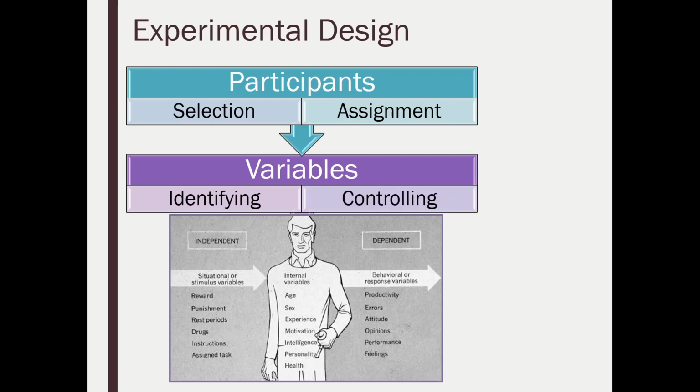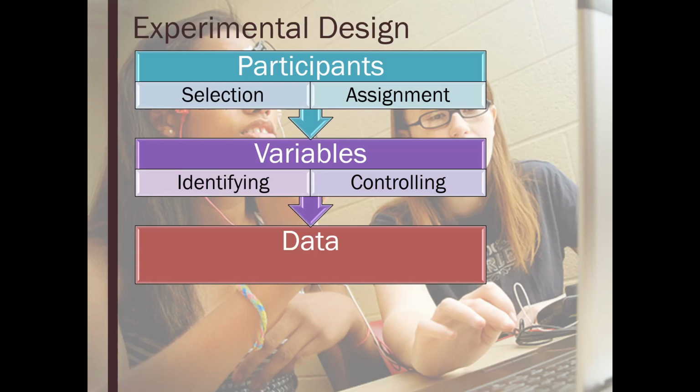And then we have to figure out a way to control, especially the independent variable. We have to figure out a way to make sure that the participants are only experiencing what we want them to experience. So a lot of effort's going to go into this part of the experimental design, and we will talk about it a lot later in this chapter.